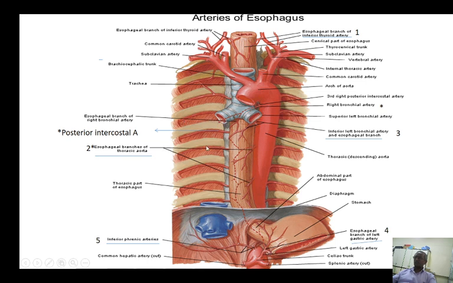So here we are showing the branches of the aorta. Now I have shown the anterior branches directly supplying the esophagus, and these are the lateral branches supplying the bronchus, as well as some branches that may go to the esophagus. And we have the parietal posterior intercostal arteries. These are the posterior intercostal arteries.